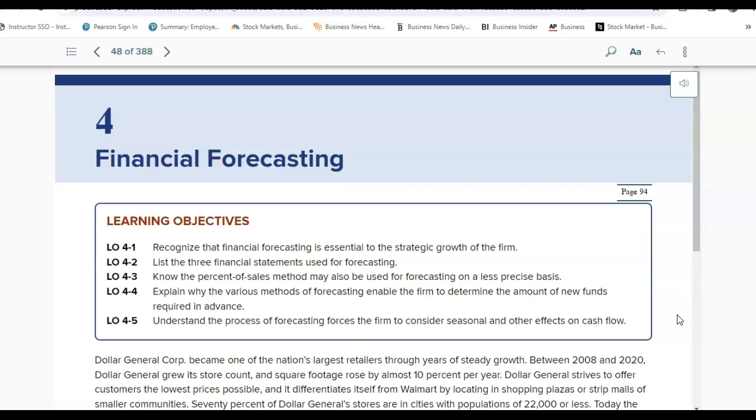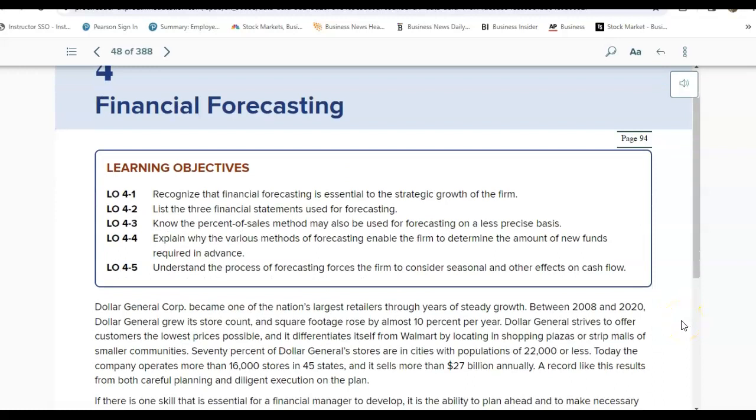Those are real basic questions, and that's how a lot of the plans are evaluated within an organization. That's very typical. Understand the process of forecasting forces the firm to consider seasonal and other effects on cash flow. And cash flows, as we've learned in Chapter 2, and we will continue to talk about, is kind of the lifeblood of the business. It tells you exactly how things are going. Try to understand how that is taken into effect when we actually do forecasting.